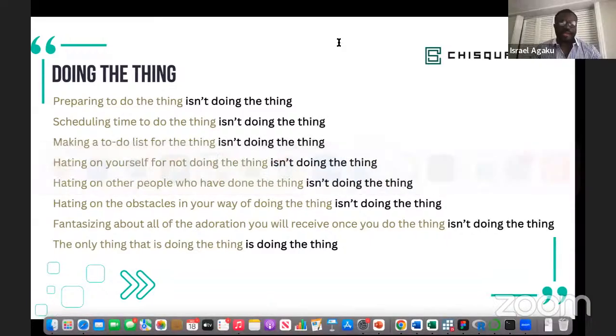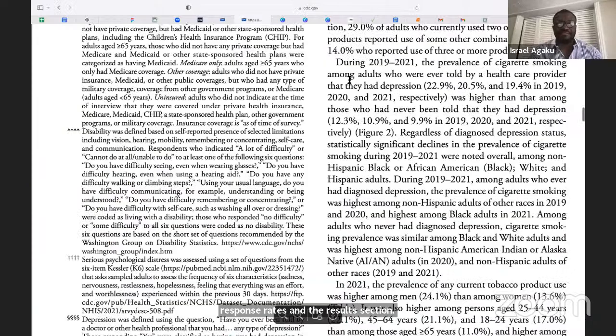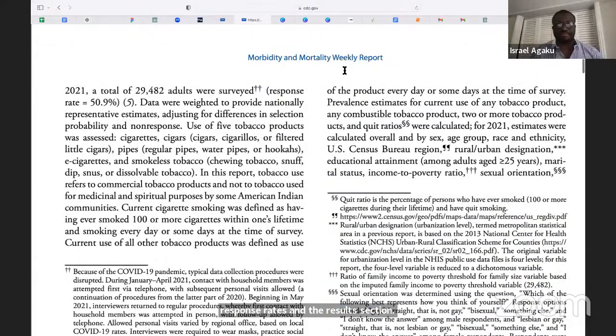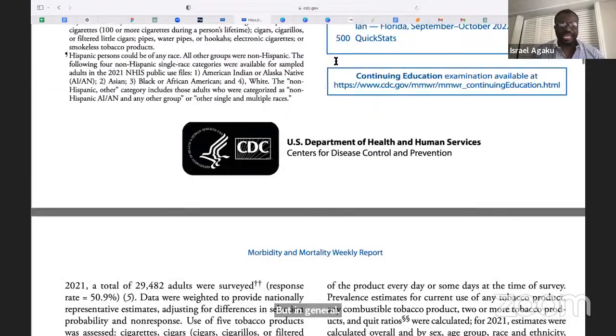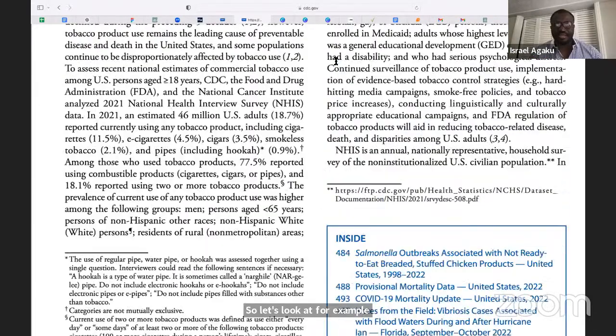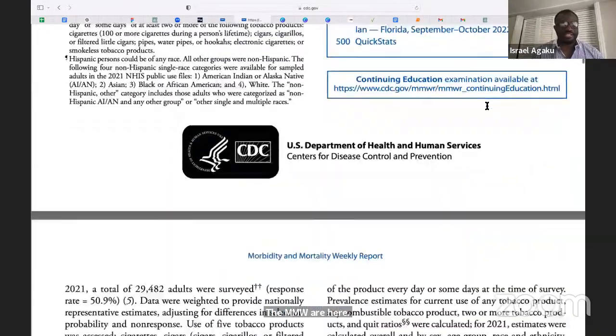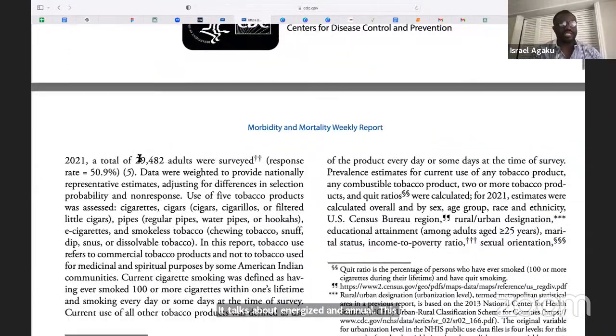So again, different standards apply in different places, right? But in general, let's look at, for example, the MMWR here. It talks about NHIS and annual. This is the methodology. In 2021, a total of these individuals were surveyed. See, the N is here, and the response rate is here, and then it continues with the methodology. They were weighted, and so on.